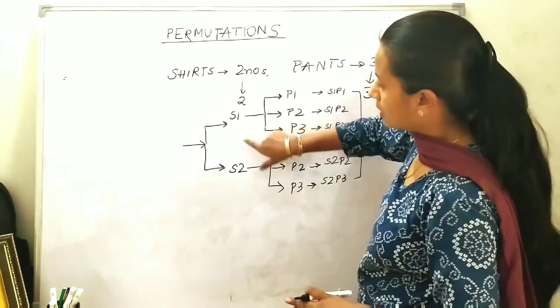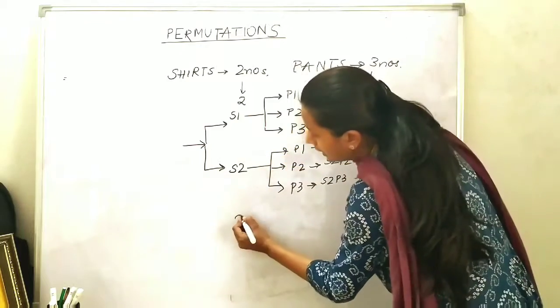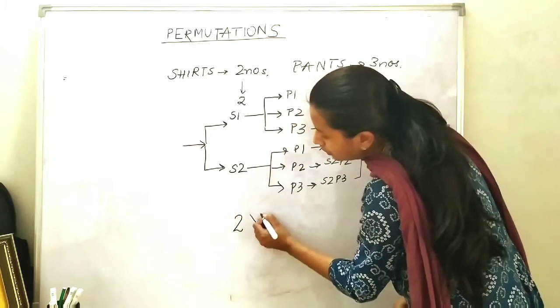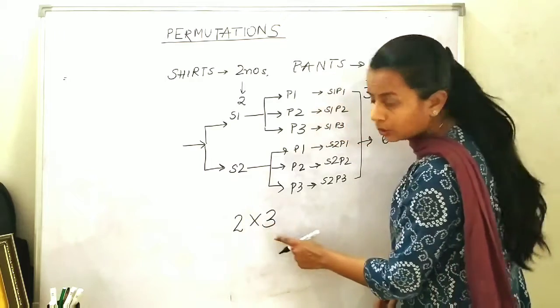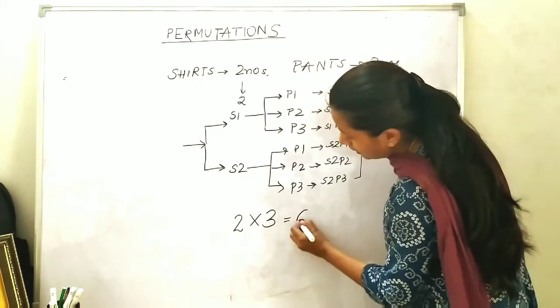So the number of ways in which a shirt can be selected into the number of ways in which a pant can be selected: 2 into 3, 6.